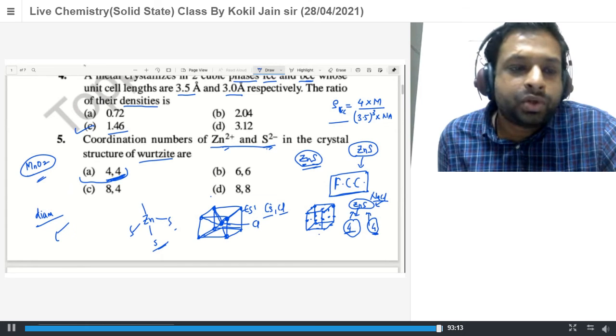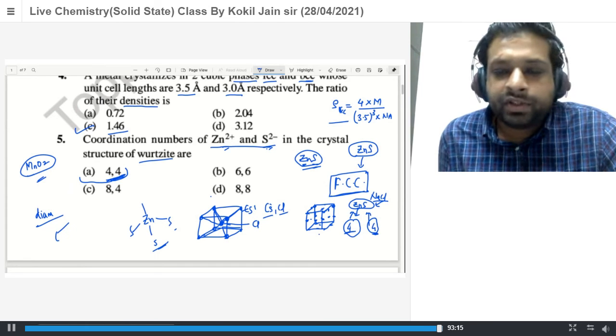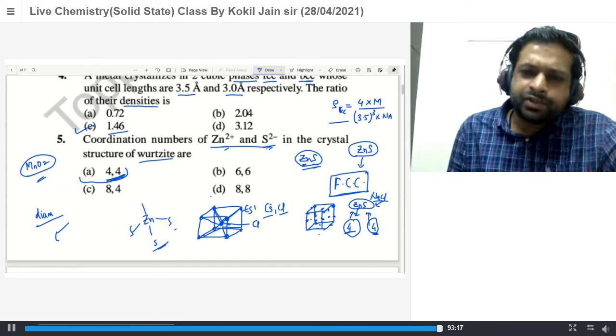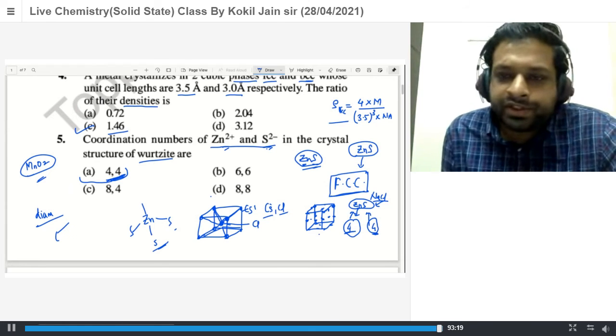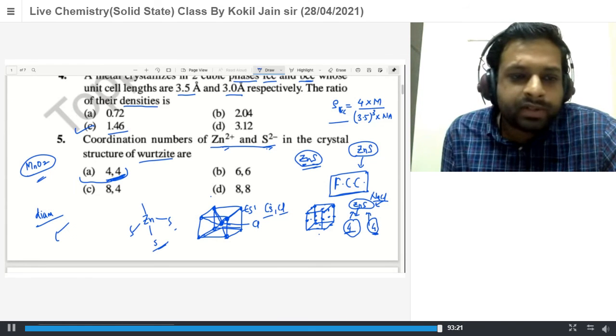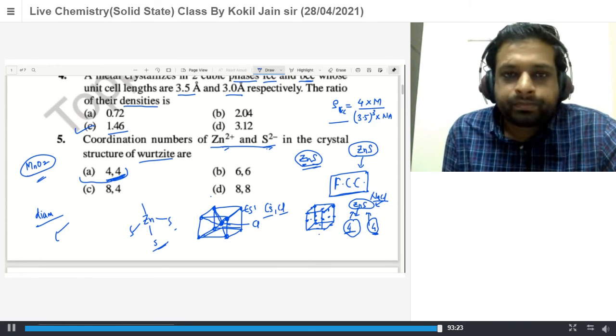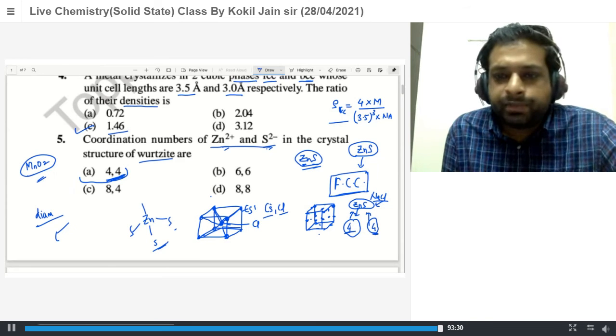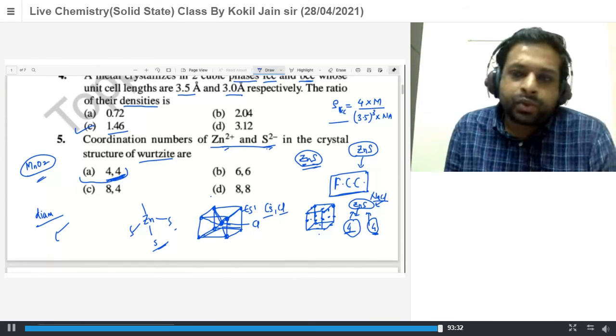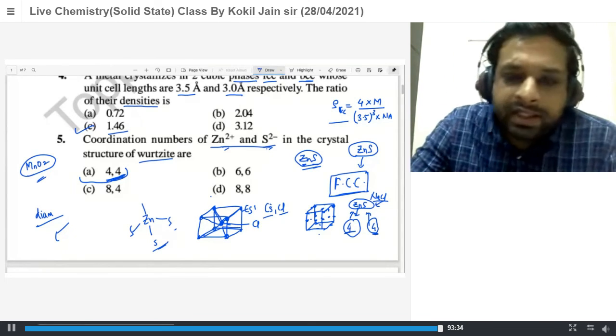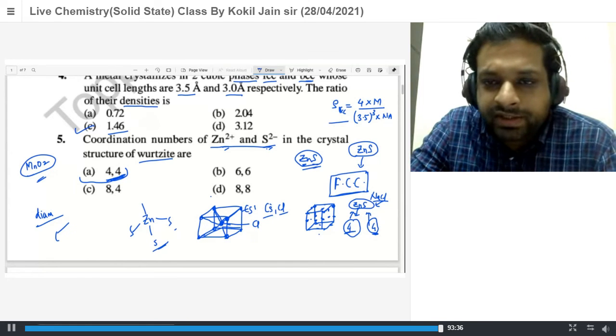And try to solve this DPP yourself, so we don't have to waste much time solving this DPP in the class itself. We will skip through all those questions which you were able to solve, and I'll just provide you the answers in the next class.